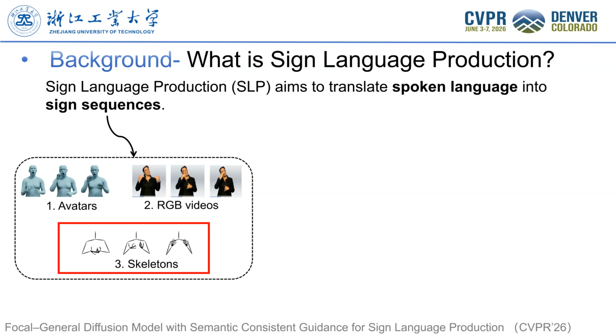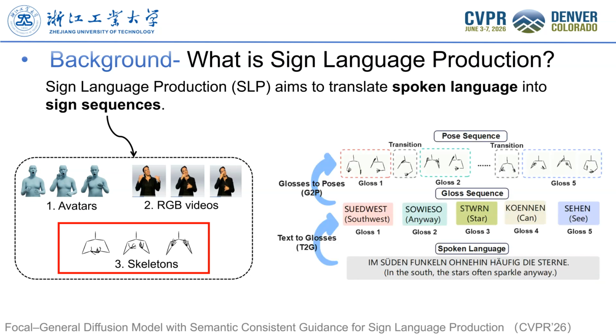Generating sign language sequences directly from natural language is inherently difficult because the grammatical structure of sign language differs significantly from that of spoken language. To bridge this gap, we introduce glosses as an intermediate representation. A gloss is a word-level annotation that follows the grammar of sign language. In practice, the model first converts natural language into glosses and then translates these glosses into sign language sequences. Existing research has mainly focused on this second step, commonly referred to as gloss to sign.